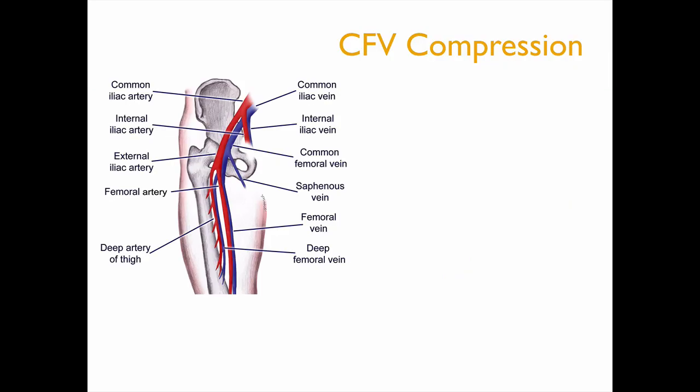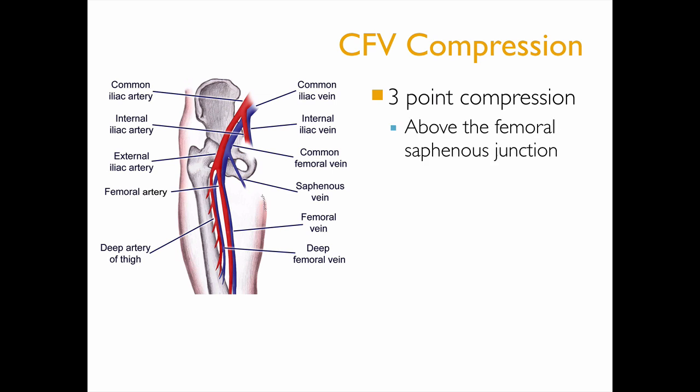In order to adequately examine the common femoral and saphenous junction, you must compress the junction in three areas: above the common femoral and saphenous junction, at the level of the common femoral and saphenous junction, and below the level of the common femoral and saphenous junction. At the level of the common femoral and saphenous junction, you see the femoral artery and the common femoral vein next to each other. This is an example of the right leg.